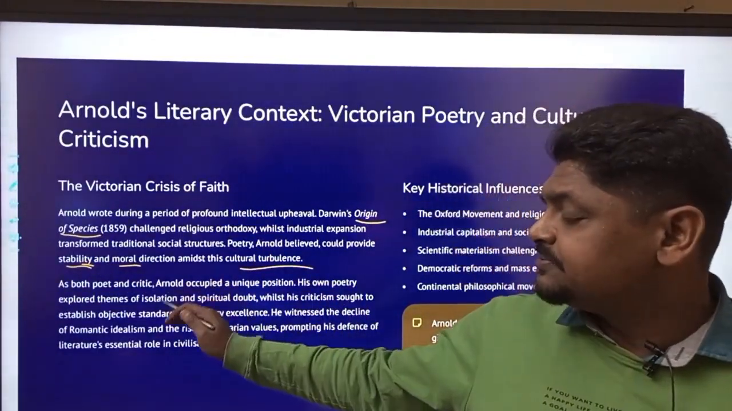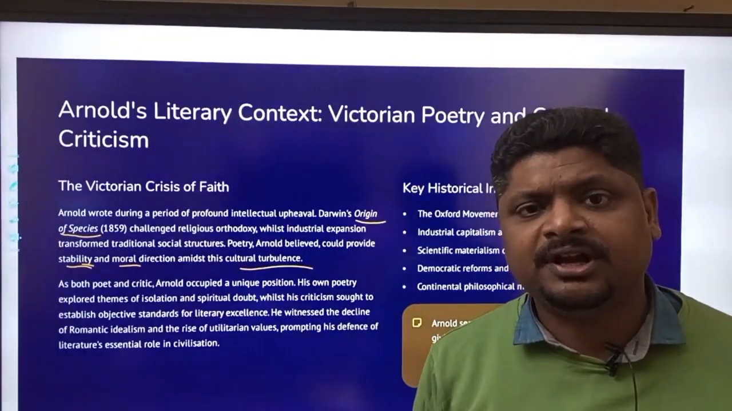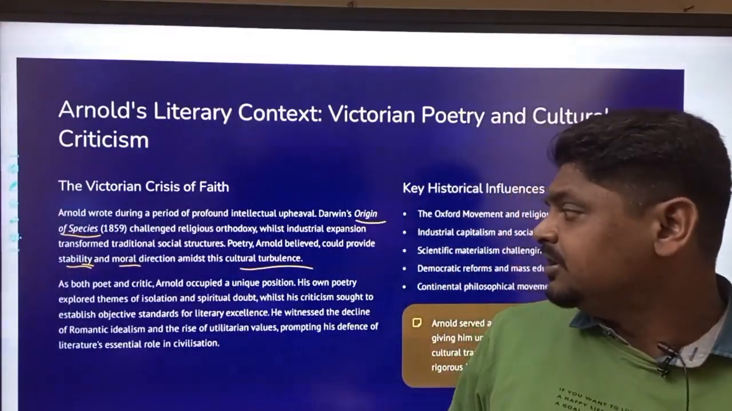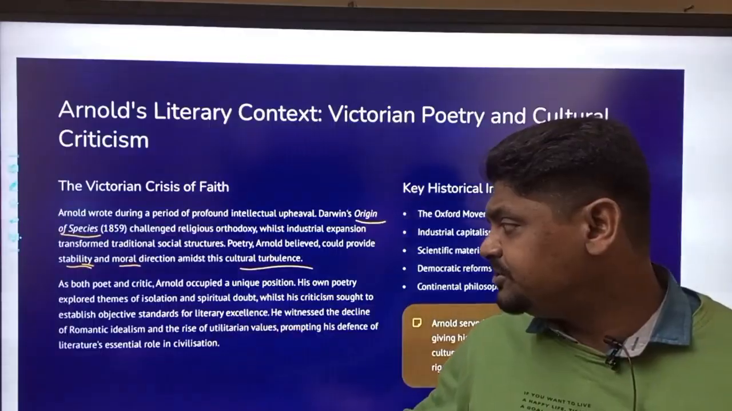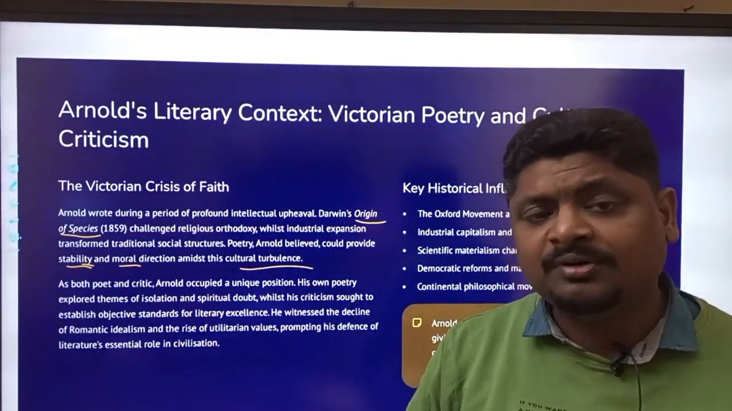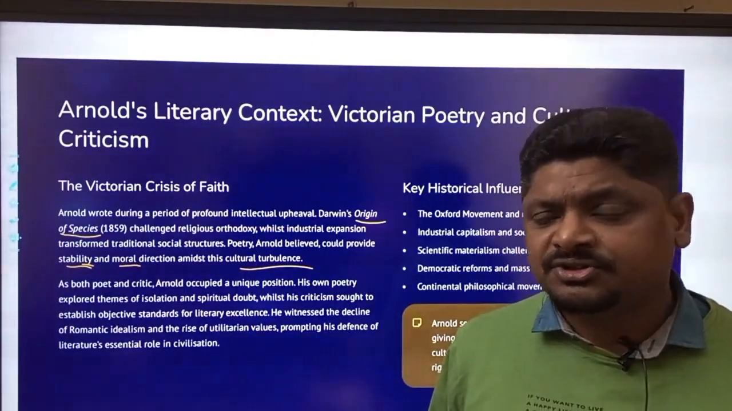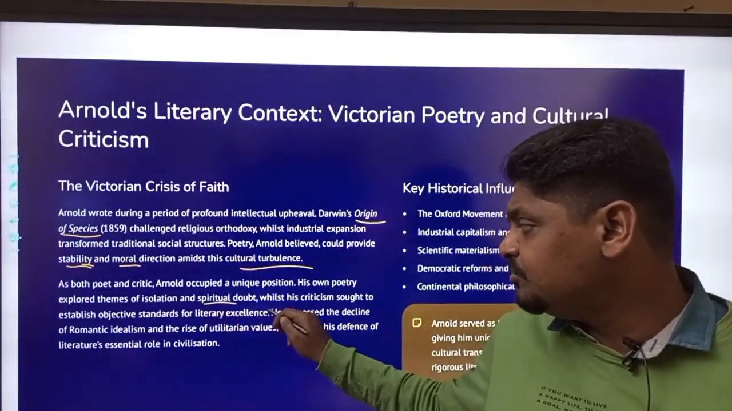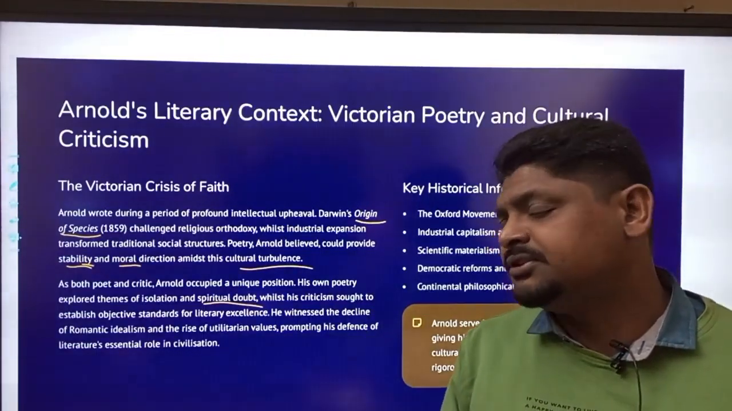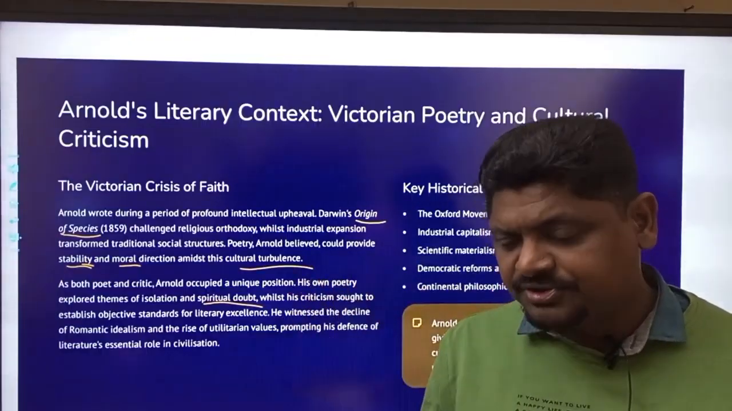Okay. As both a poet and critic, we have seen Arnold as a poet and also today we are seeing him as a critic. He occupied a unique position. His own poetry explored themes of isolation. Look at his poems, Dover Beach for example, that talks about themes of isolation, alienation, spiritual doubt, while his criticism sought to establish objective standards for literary excellence. He looks for objective standards.